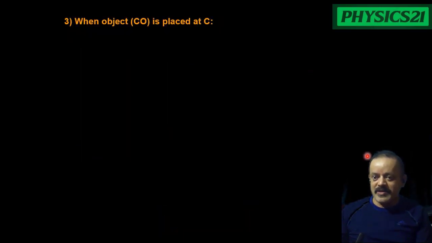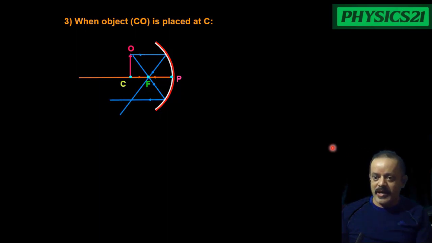Now the third case, when the object is placed at C. So this is the object placed at C. A ray incident parallel to the principal axis, after reflection, passes through the focus, and another ray incident from the direction of the focus is reflected parallel to the principal axis. So we get the image at the same point, meaning C. This is the image. It is also real and inverted and the same size.